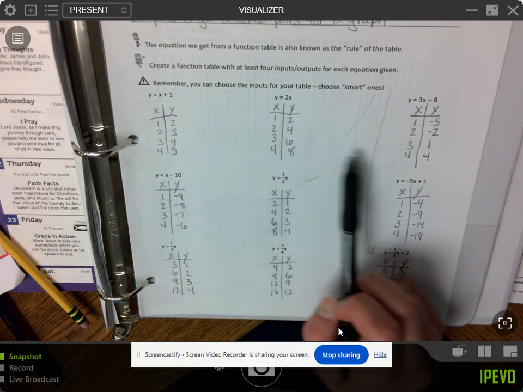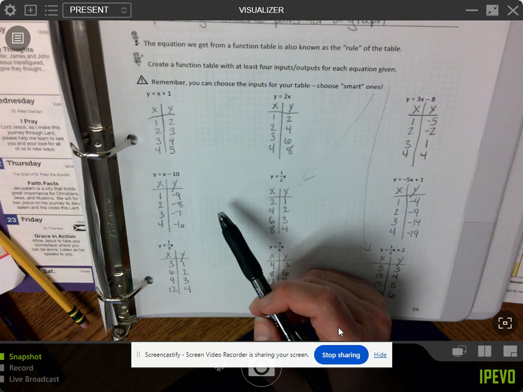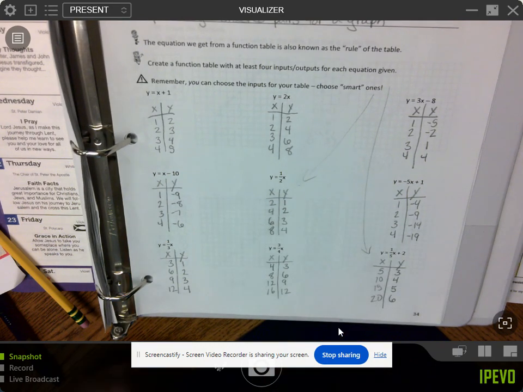Are there any in that top row that you want me to check because you used different numbers and you want to check that your input matches your output? So is there any that we want to check on? All right, then let's look at our middle row.